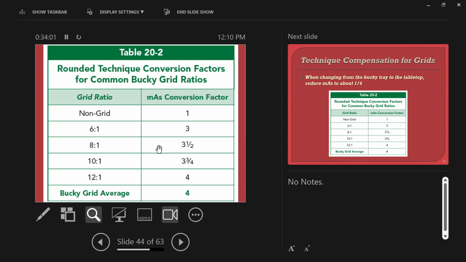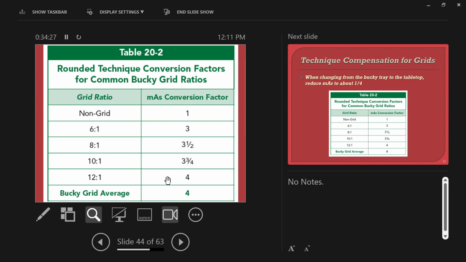And notice as the grid ratios go up, the mAs conversion goes up, 5 mAs for a hand. If you used a 12-to-1 grid for whatever reason, because you decided to, you'd go to 20 mAs, okay? And so this is a mAs conversion factor. These are just basic recommendations. Buckies are usually 12-to-1, so Buckies are a 4 times conversion.